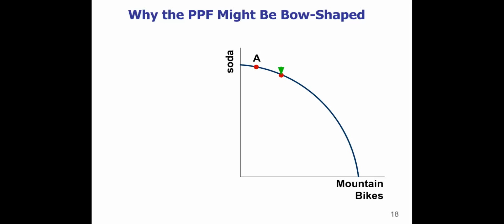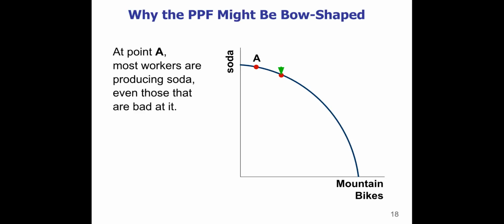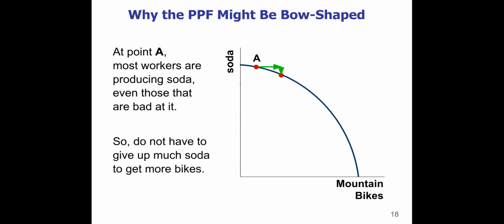This is what a bowed PPF curve looks like. It's typically bowed out to the right. So at point A here, we're making a lot of soda and only a little bit of mountain bike. So this particular firm, let's say it's an aluminum factory of some sort, is pretty good at making soda. They're using almost all of their workers in the factory for making soda and not really for mountain bikes. So let's say that they want to make more mountain bikes. They're going to have to give up some soda. So if we go to the second point here, you'll notice that to shift over, you're going to be giving up a little bit of soda in order to make a lot more mountain bike.